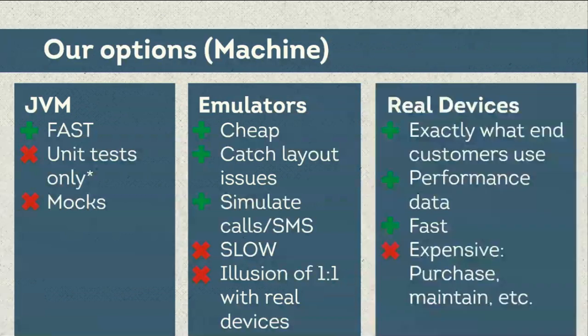The last target, real devices. Real devices are exactly what our end customers are using, what our end users are using. We can gather real-world performance data. So when we look at the battery metrics, it's actually what the battery metrics are. They're not some sort of estimate that we've gathered off of an emulator. And they're super fast, maybe not as fast as the JVM, but they're relatively fast. They're definitely faster than an emulator.